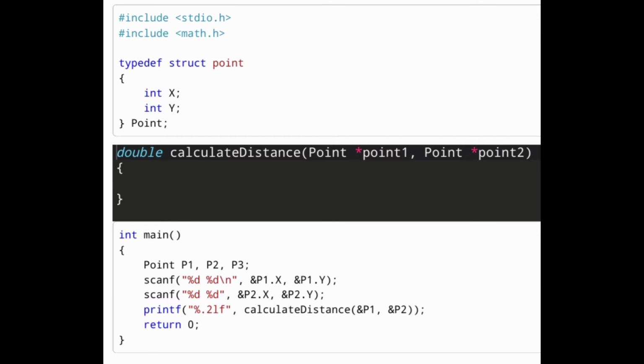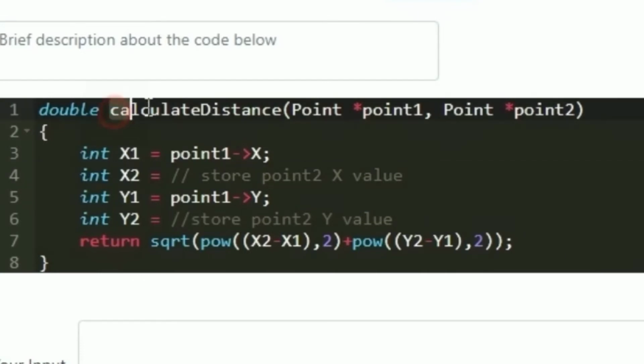In the arguments of the function calculateDistance, we are passing the structure variables p1 and p2 as pointers. Now let us see how we will be defining the function named calculateDistance so that we will be getting the correct output. This is the function named calculateDistance, and it is of return type double, and in the arguments it is accepting two pointers to the point structure, point 1 and point 2. First I am creating four integer variables named x1, x2, y1 and y2. What we are going to do is, using the arrow operator, access the values of x and y in point 1 and point 2.